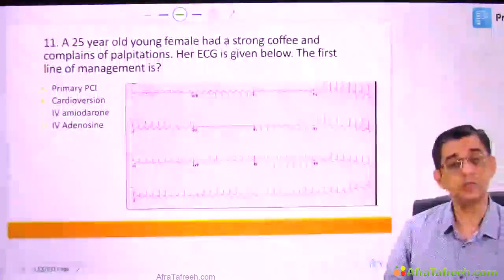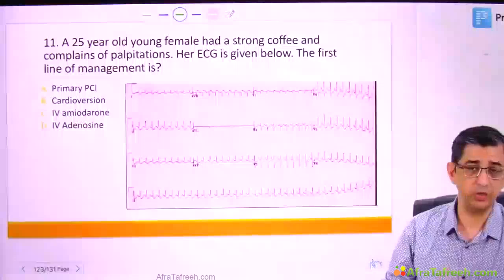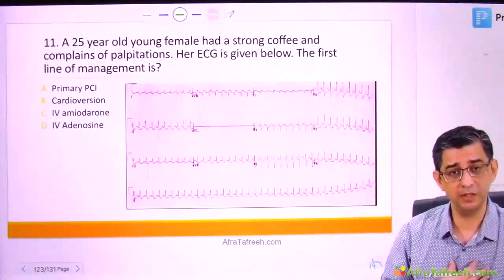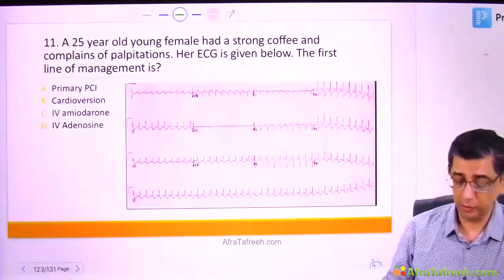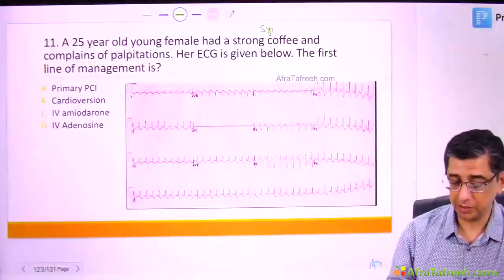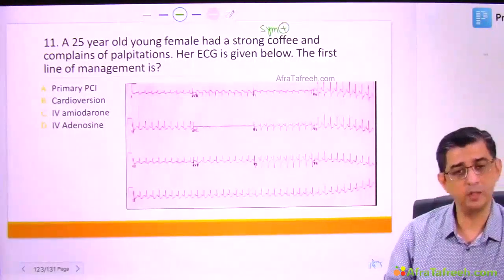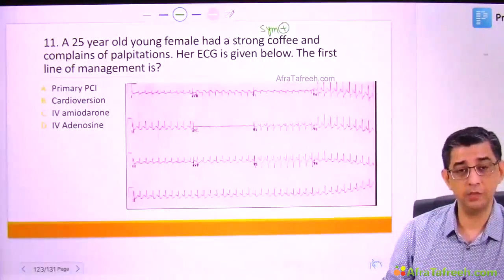The next question talks about a 25-year-old female. She had a very strong coffee and then she's having these palpitations. Her ECG is given below. What is the first line of management? Well, whenever you study about sympathomimetic stimulation and then complaints of palpitations, we have to think in terms of usually a supraventricular tachycardia.